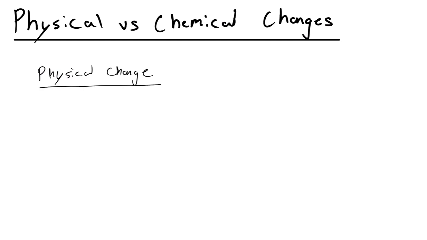So, the key thing to remember here is that a physical change affects a substance's form but not its chemical composition. That means no new substances are made. So examples of this could be if we went from ice to water, or if we dissolve sugar in water.